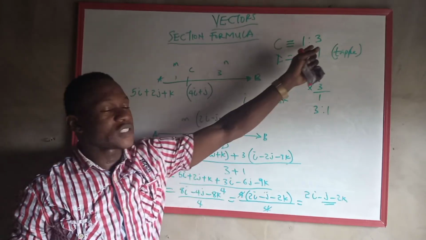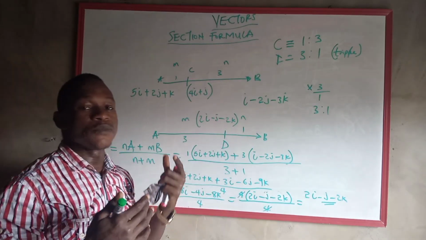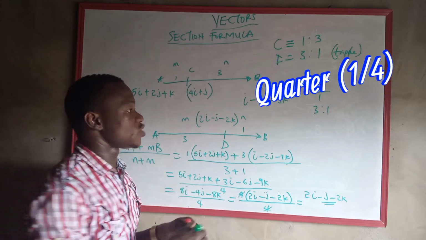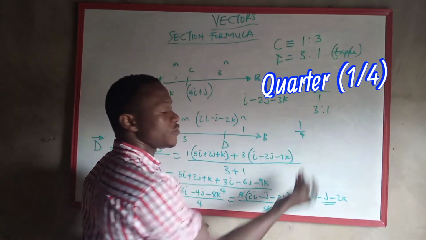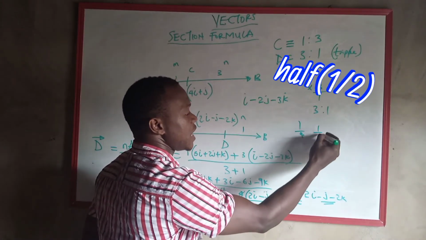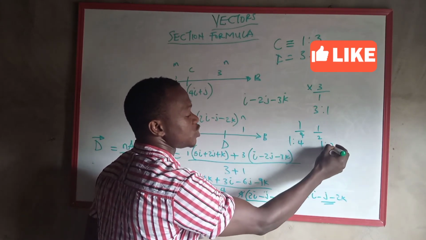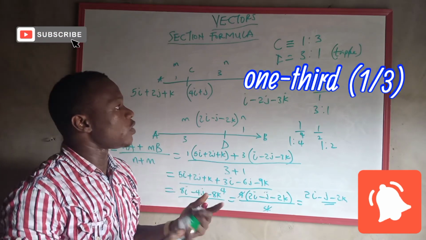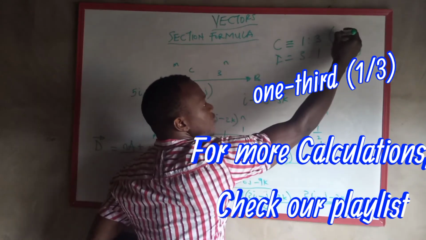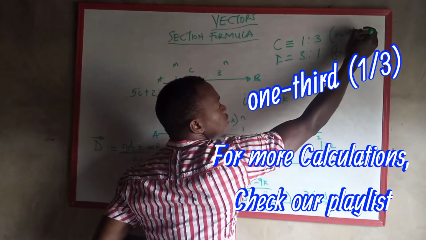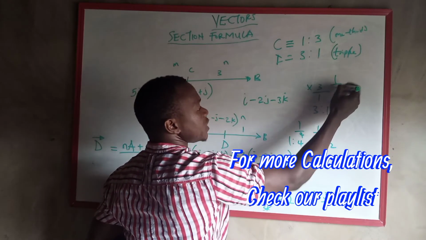Now, if they don't say triple, they may say something like quarter. What does quarter mean? 1/4. How about half? They may say half, 1/2. 1/4 is simply 1:4, 1/2 is simply 1:2. They may also say 1/3. That's 1/3.